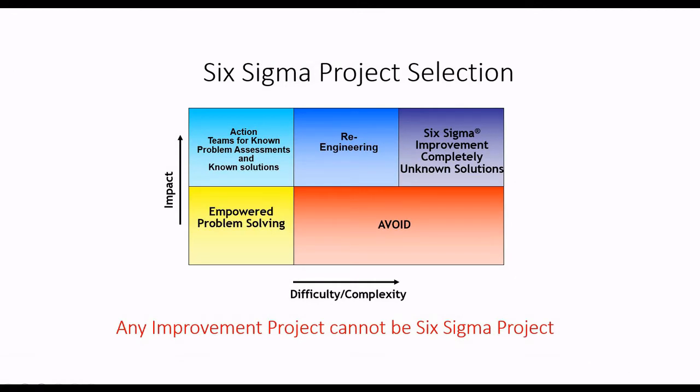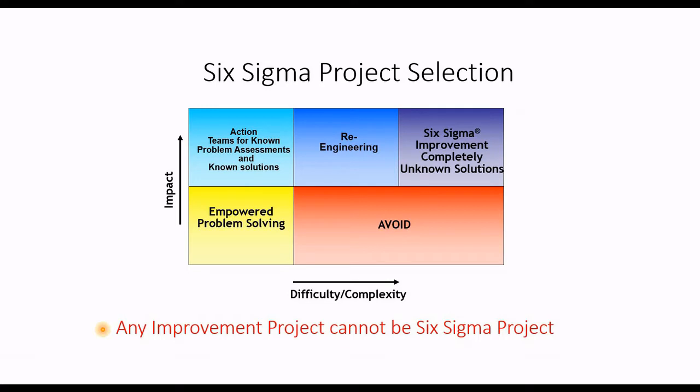Now, any project cannot be a Six Sigma project. So any improvement project cannot be a Six Sigma project. You have to select the right Six Sigma project to have the correct results and to ensure that this tool really delivers in your organization or in your project.